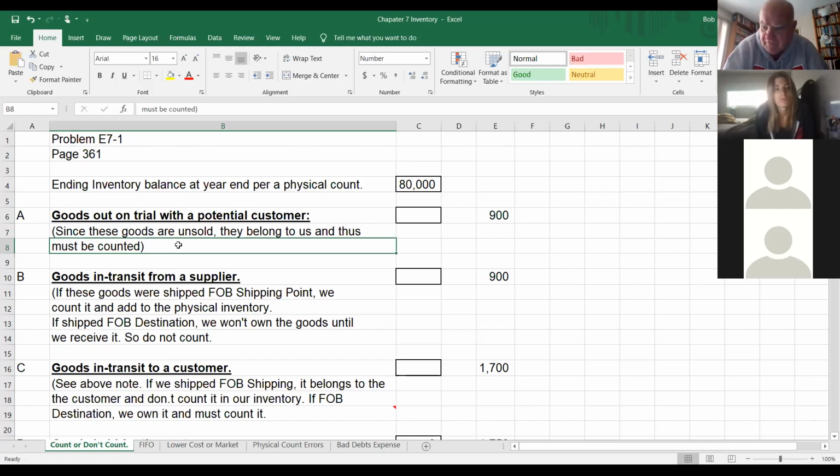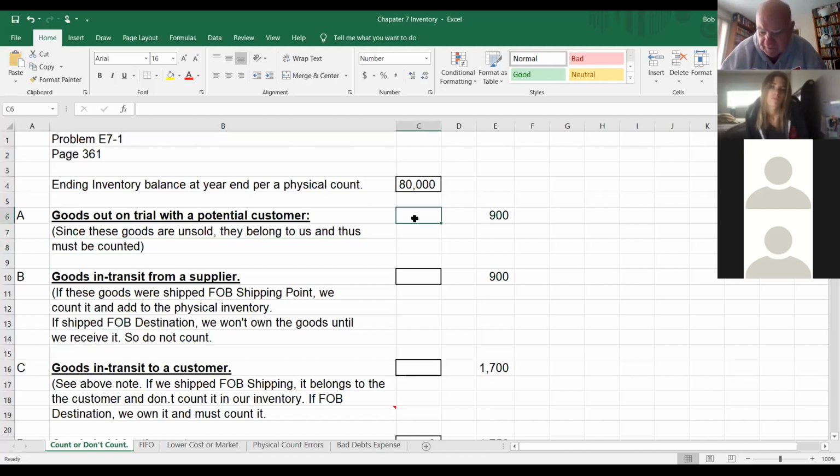We own that inventory, don't we? We didn't give it to them. They're going to give it back to us if they don't want it. Therefore, we have to count that $900 in our inventory. I'm going to go through this fairly quickly, with the hope of going through it in more detail after you do the problem in the book, okay?